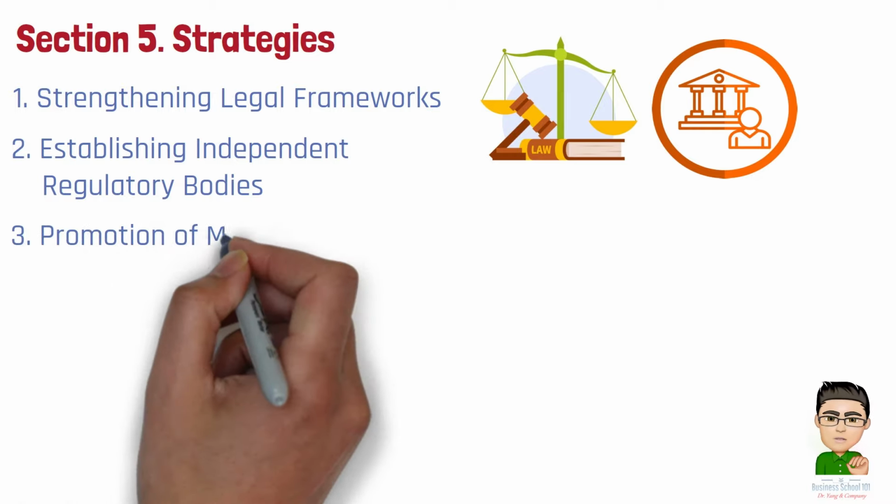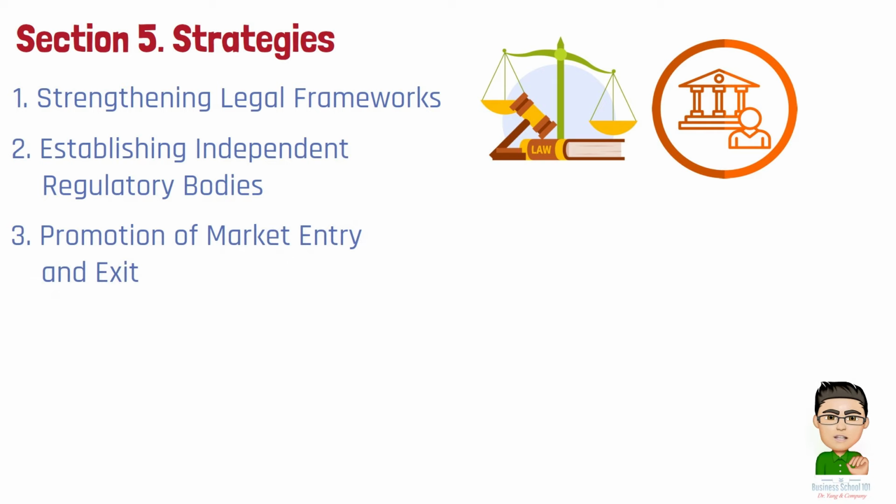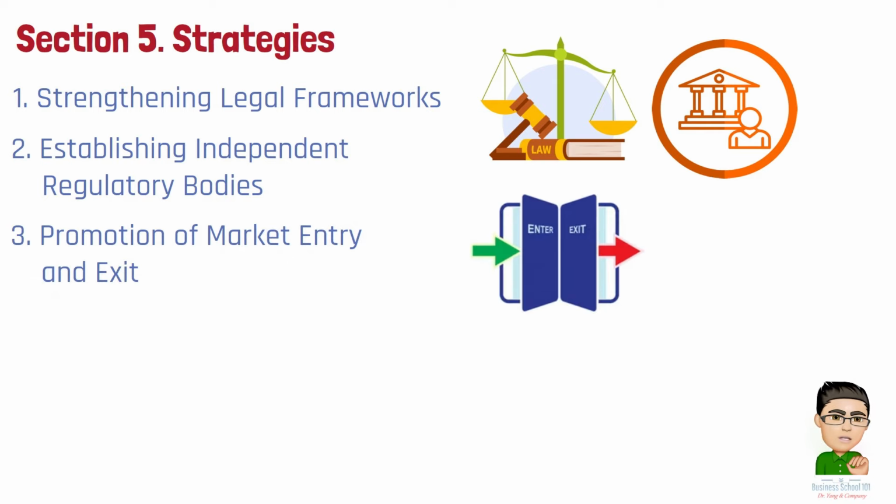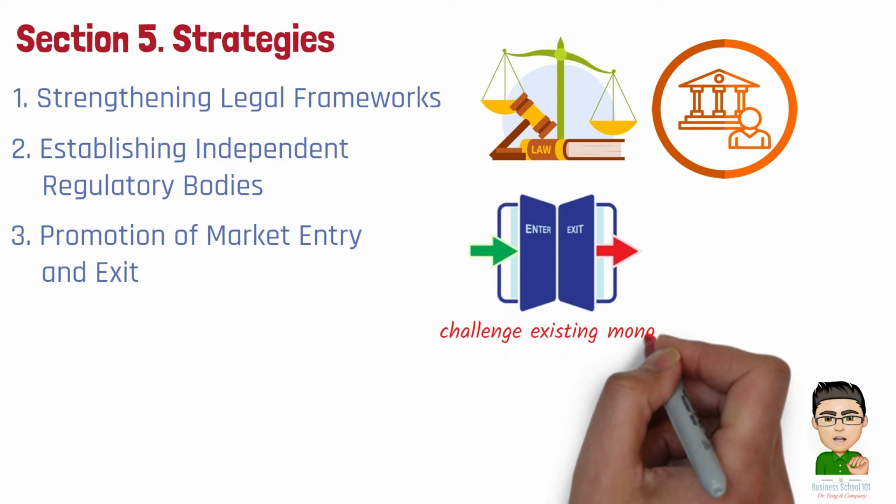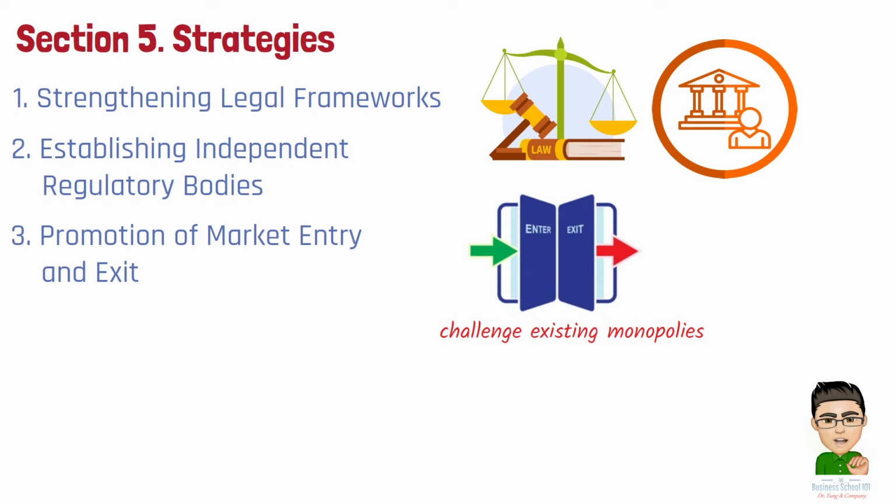Number 3. Promotion of market entry and exit. Facilitating easy market entry and exit can help to maintain a dynamic market environment where new competitors can challenge existing monopolies. This can be achieved by reducing bureaucratic barriers and ensuring that regulations do not unfairly favor incumbent firms.